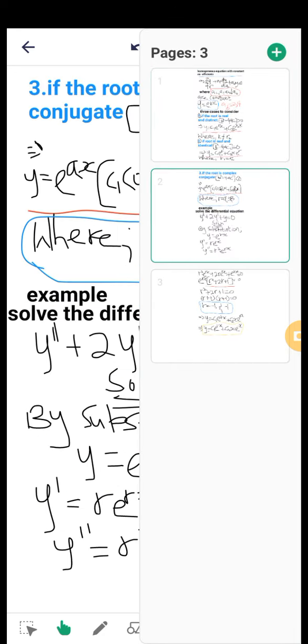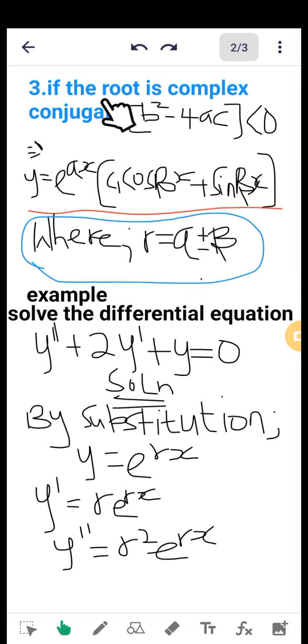Lastly, the third case we should consider in a constant coefficient homogeneous equation: if the roots are complex conjugates, in the sense that b squared minus 4ac is less than 0, then the general solution is y equals e exponent alpha x multiplied by, pardon, please forgive me, this is alpha, not a, bracket open, c1 cos beta x plus c2 sine beta x, where r is equal to alpha plus or minus beta i.